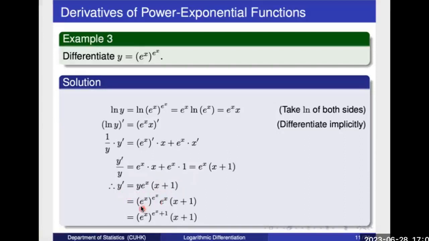Substitute y with e to the power of x raised to the power of e to the power of x to get y prime equals e to the power of x raised to the power of e to the power of x times e to the power of x times x plus 1. Simplify to get y prime equals e to the power of x raised to the power of e to the power of x plus 1 times x plus 1.